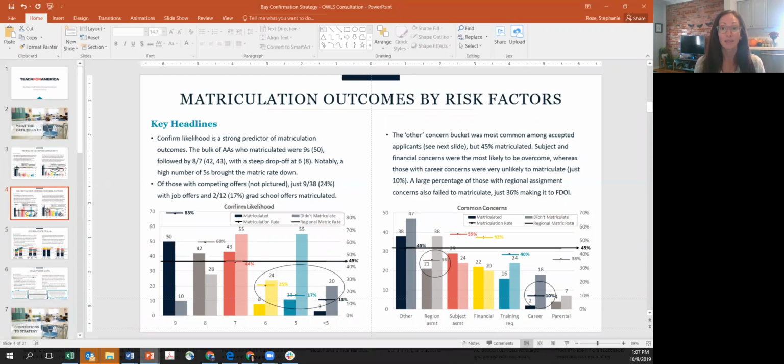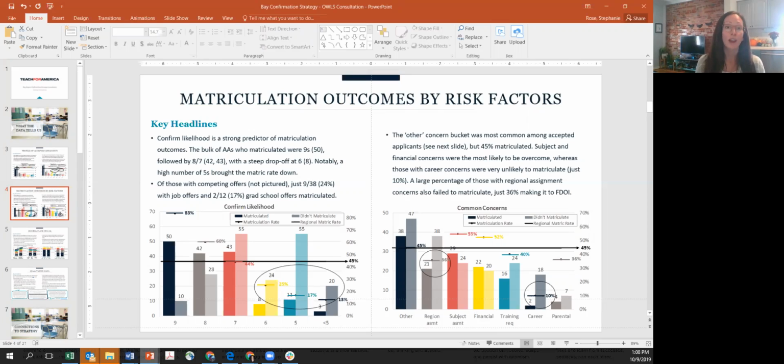But here on this slide, I was just trying to visualize some key headlines from taking a really thorough look at all of the Bay's matriculation data. This slide and the couple slides that I pulled together in no way summarize everything that I found, but I just pulled out the key headlines, things that I thought were most important to inform strategy for the staff in the Bay.